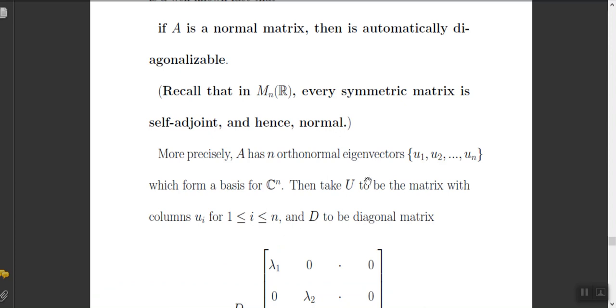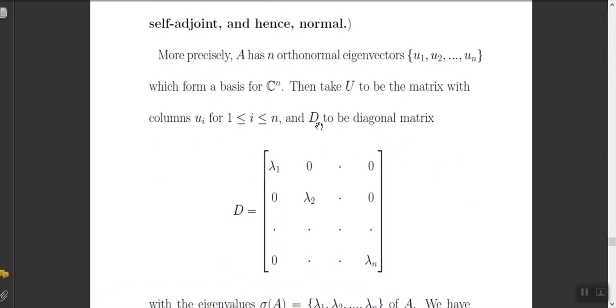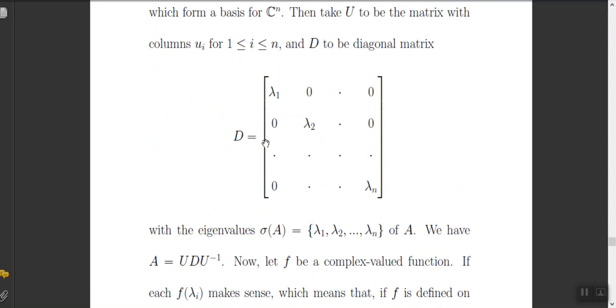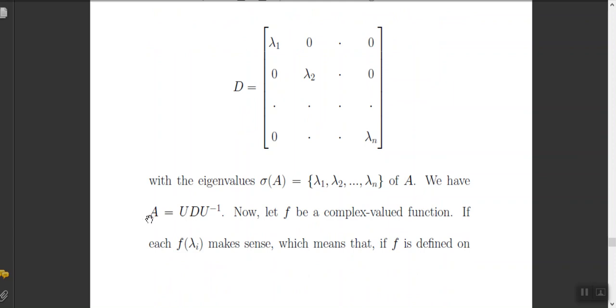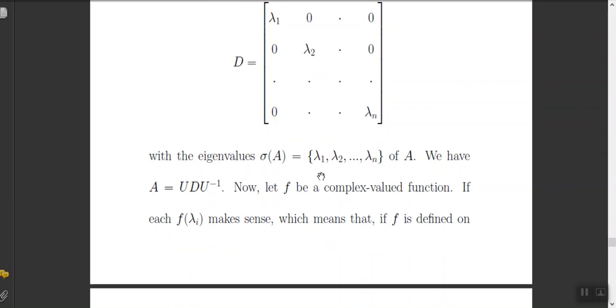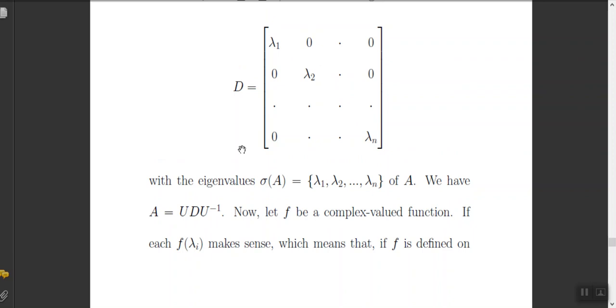And then the diagonal matrix D is like this. Look here. The diagonal entries lambda 1, lambda 2 up to lambda n are actually the eigenvalues of A, which means the elements of the spectrum of A. Then A can be written like this: A equals U D U inverse. We explained U, and D will be this diagonal matrix of eigenvalues of A.